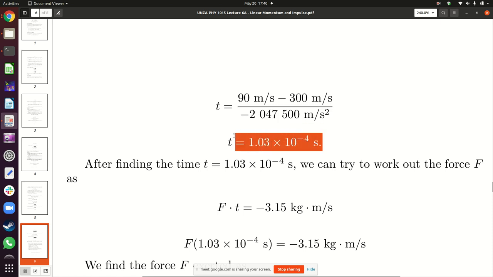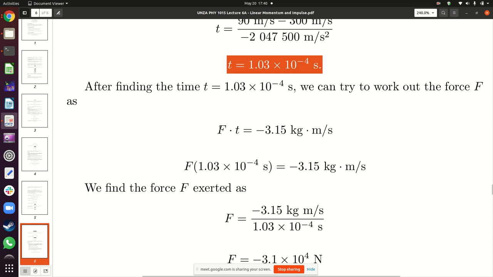So this is how much time it is going to take the bullet to pass through the plastic. As you can see, this is a very, very small amount of time. So what this small amount of time is telling you is that it will not take the bullet the whole day to pass through the plastic. The bullet will pass through the plastic very, very quickly. Okay, so now we know how much time it will take the bullet to pass through the plastic.